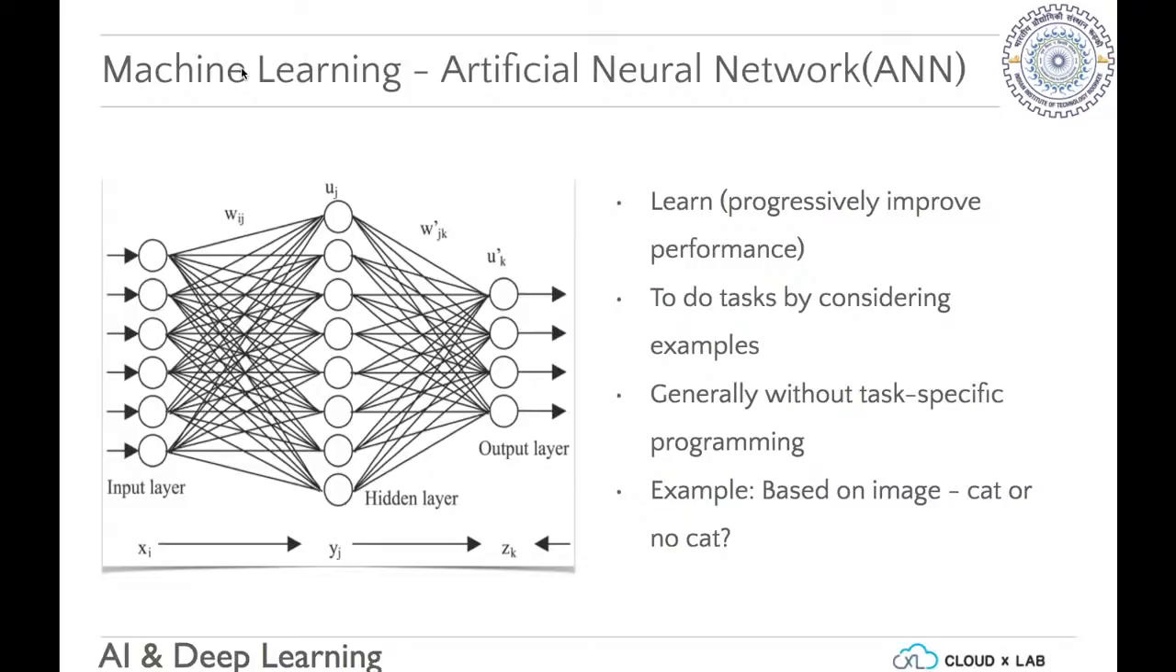So basically, deep learning is essentially learning to do tasks by considering examples, generally without task-specific programming. For example, based on an image, we have to predict whether it's a cat or not a cat. So deep learning is essentially using a neural network. We will go into more details on exactly what a neural network is.